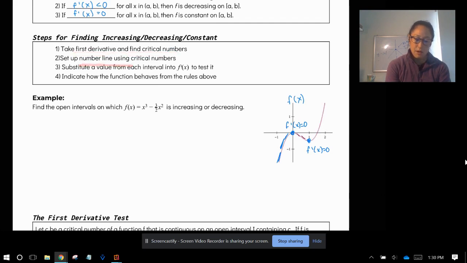So what we're going to do first is take the first derivative, find the critical numbers, set up a number line. We're going to test the numbers in between our critical numbers, which are where our relative maxes and our relative mins can occur. And then we're going to just write out our answer.